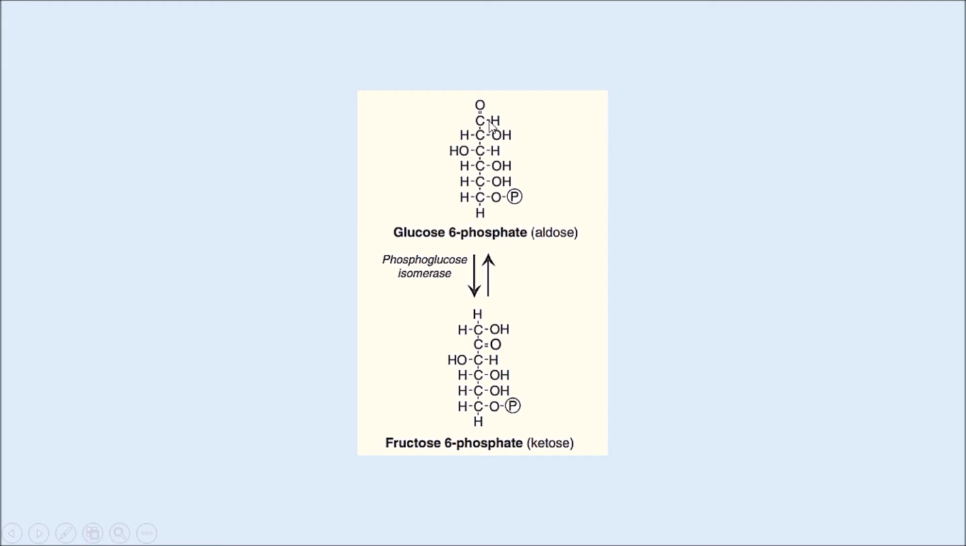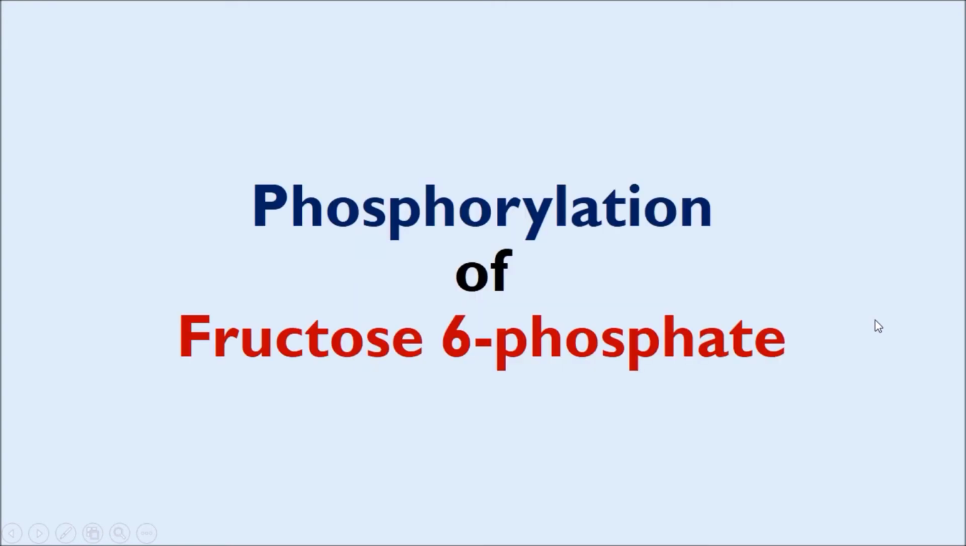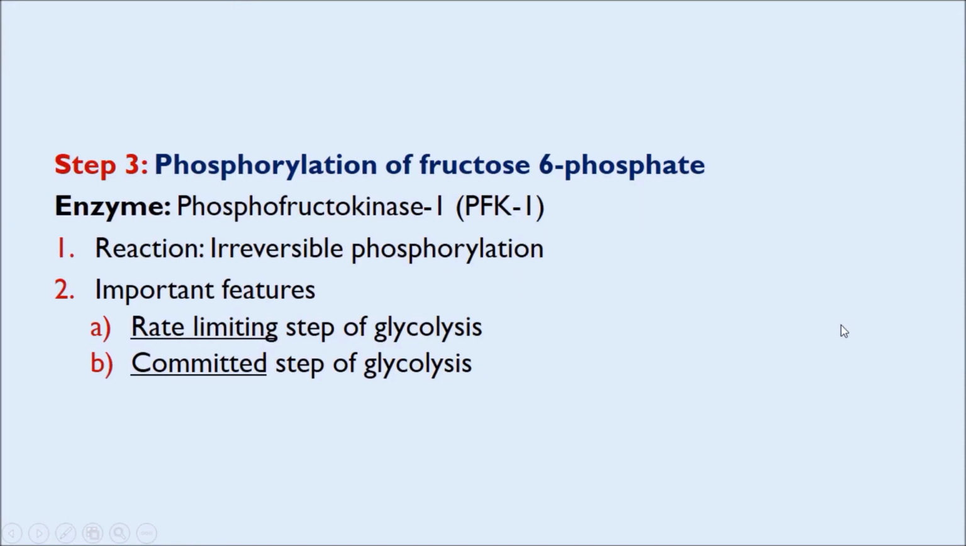Now this shift of carbonyl carbon from the 1st to the 2nd, that is the conversion of an aldose to ketose, is significant to understand the further step of glycolysis, which is the phosphorylation of fructose 6-phosphate. So phosphorylation of fructose 6-phosphate is catalyzed by the enzyme phosphofructokinase 1 or PFK1.